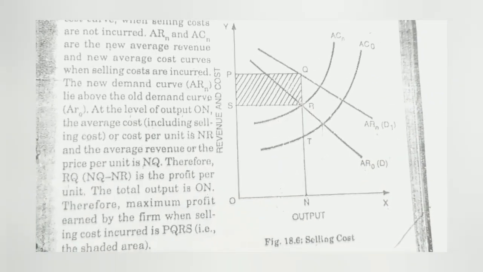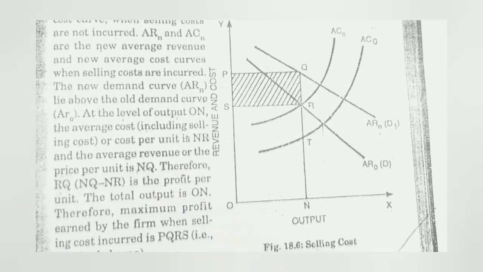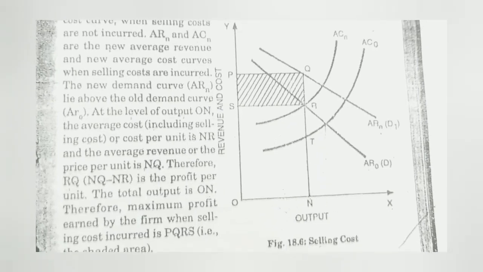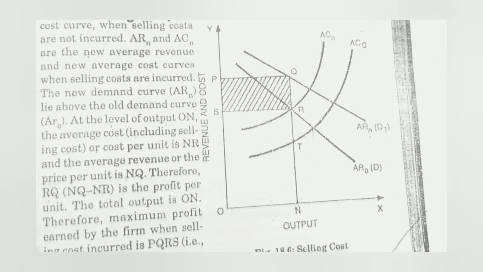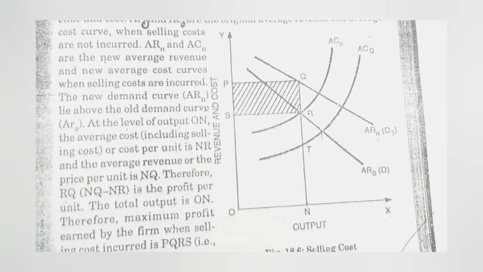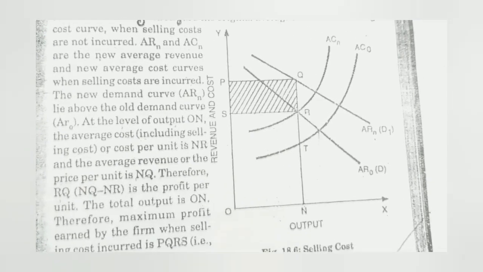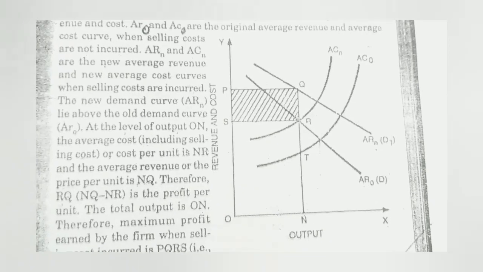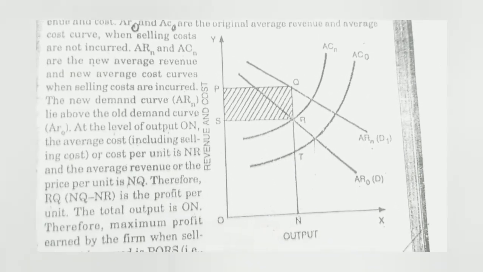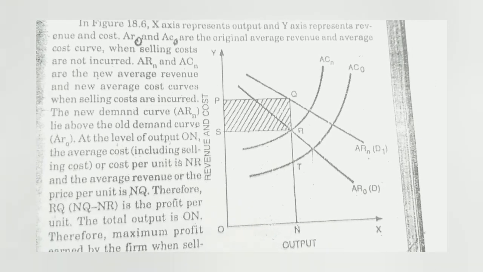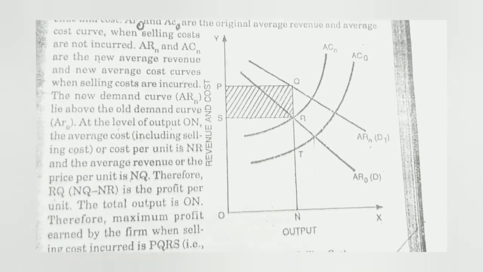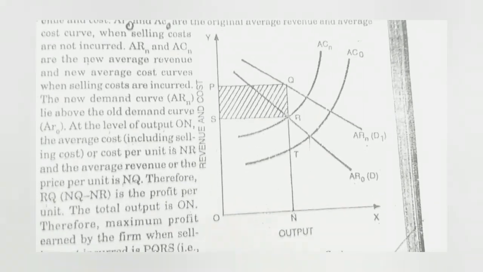So in the diagram, the x-axis represents output and the y-axis represents revenue and cost. AR0 and AC0 are the original average revenue and average cost curves when selling costs are not incurred. ARN and ACN are the new average revenue and new average cost curves when selling costs are incurred. The new demand curve ARN lies above the old demand curve AR0.